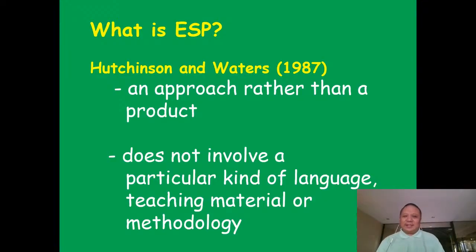So what is English for specific purposes? According to Hutchison and Waters, it's actually an approach rather than a product. The focus is not on the product but on the approach. And it does not involve a particular kind of language, teaching material, or methodology. So it involves language and teaching material or methodology that is actually specific to the need.